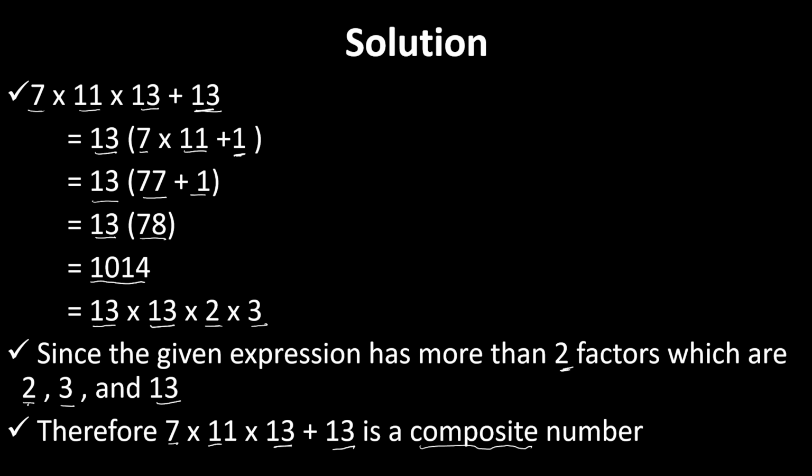Because what is the definition of a composite number? We know that a composite number is a natural number which has more than two factors, right? And here it is clearly evident that 1014 has more than two factors, that is 2, 3 and 13. We have to find just more than 2, okay? That's it. So with that we can easily say that the number is a composite number.